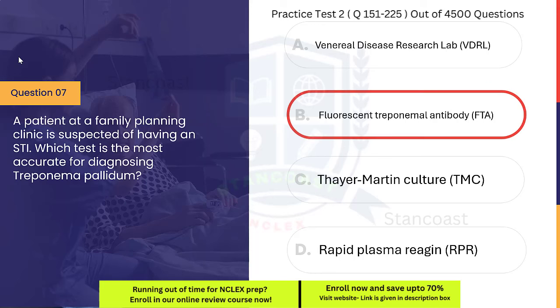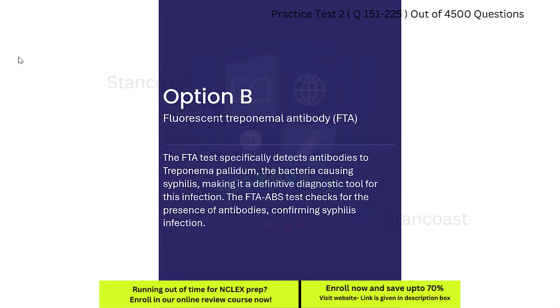Fluorescent treponemal antibody. The fluorescent treponemal antibody test specifically detects antibodies to Treponema pallidum, the bacteria causing syphilis, making it a definitive diagnostic tool for this infection. The fluorescent treponemal antibody absorption test checks for the presence of antibodies, confirming syphilis infection.